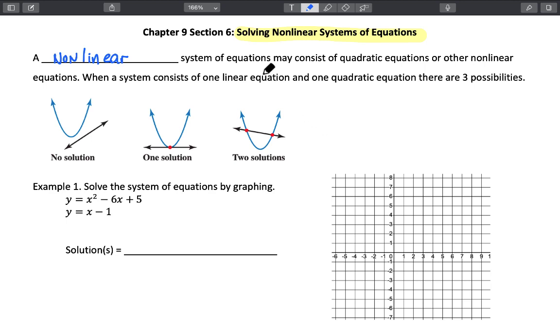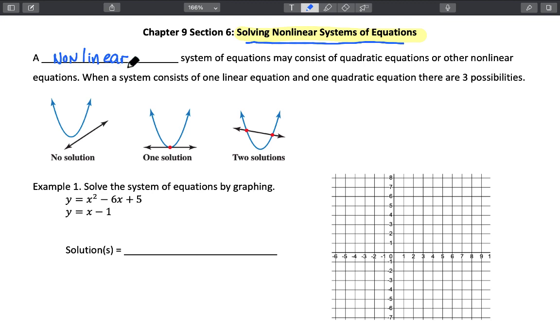Chapter 9, section 6. This is our last section of chapter 9. Today we're taking a look at solving non-linear systems of equations, and all of the tools and techniques that we've learned so far in chapter 9 are going to come into play in this section.